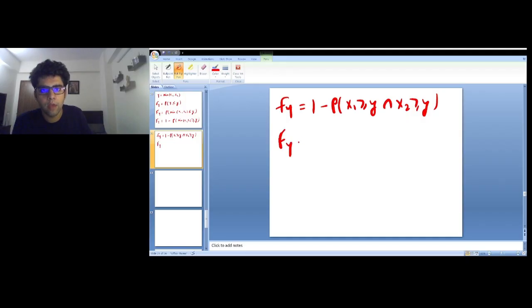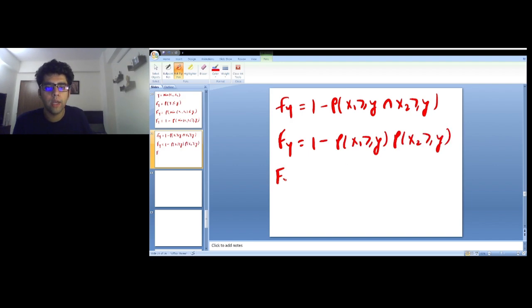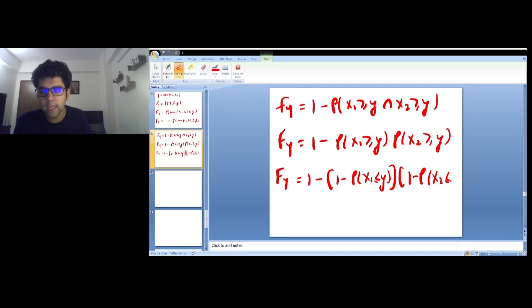So F of y becomes 1 minus the probability of x1 greater than or equal to y and x2 greater than or equal to y, because these are independent random variables. Now I can write this as 1 minus the probability of x1 less than or equal to y, into 1 minus the probability of x2 less than or equal to y.